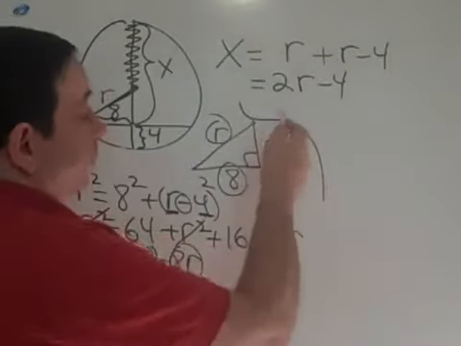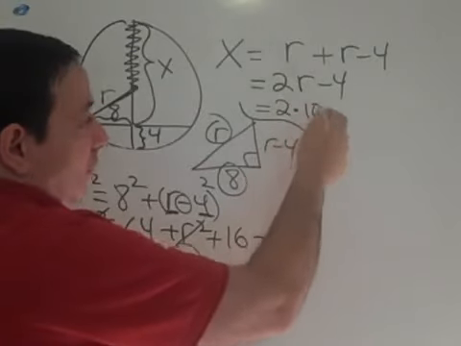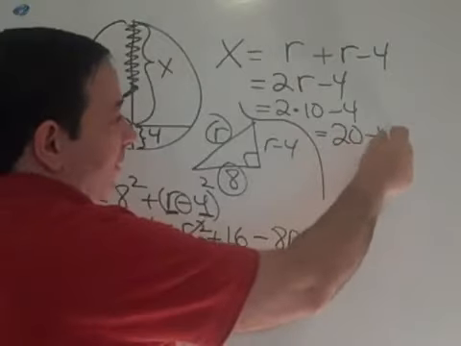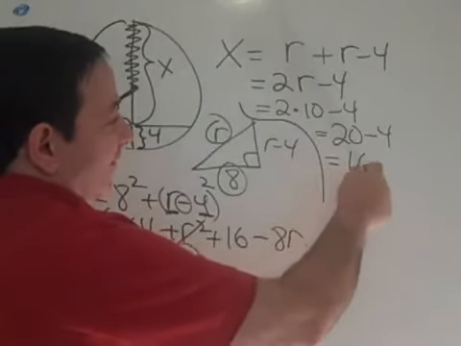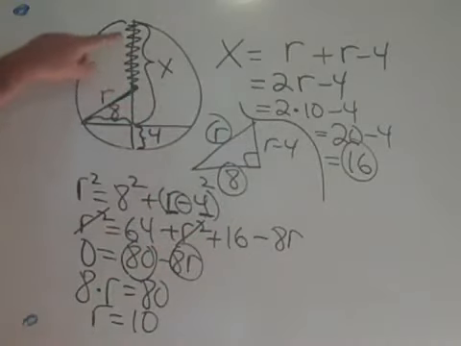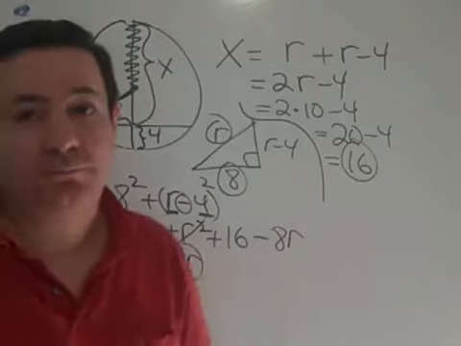Okay, like I said, once we know r, we can easily find x. Double r, get 20, take away 4. 20 take away 4 is 16. So it turns out that x, this distance, is the number 16.